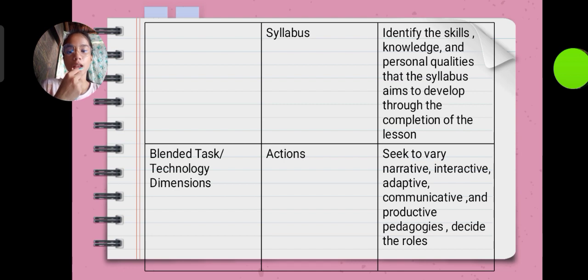The next design factor is the blended task technology dimensions. So the first sub-factor is the actions. It seeks to vary narrative, interactive, adaptive, communicative, and productive pedagogies, deciding the roles of the participants, particularly the teachers. So the actions are either narrative, interactive, adaptive, or communicative and productive.